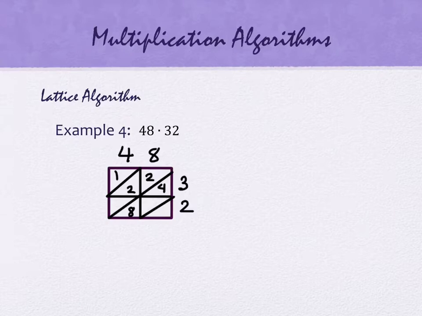And then we have one more box. It's 2 times 8, which is 16. So 1 on the top and 6 on the bottom. One of the nice things is that you can fill the boxes in whatever order you like. So if you want to move from the top to the bottom, or from left to right, you can do that. However, just like with the lattice addition, after you have the numbers filled in the boxes, you do have to move from right to left. So you need to extend your diagonals.